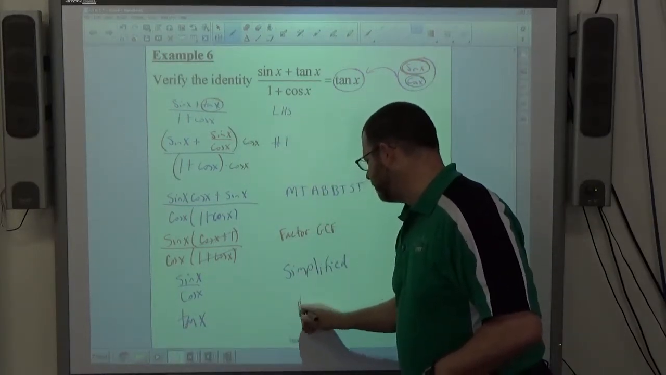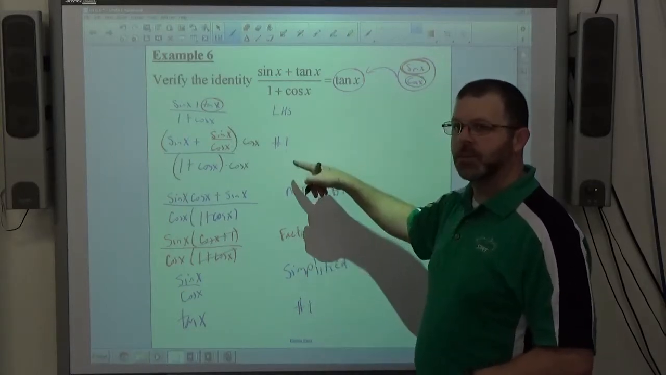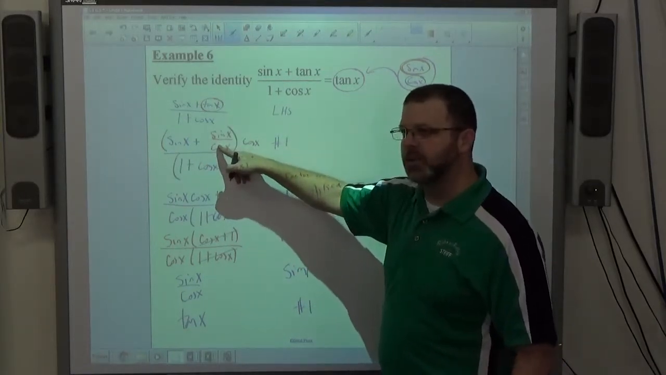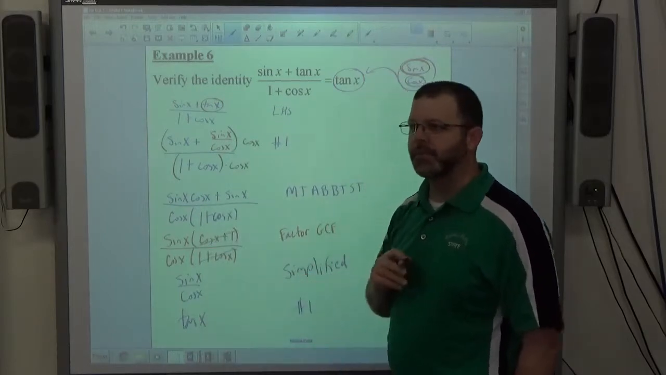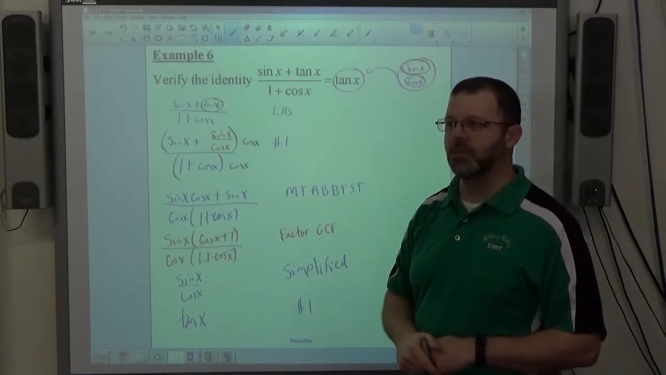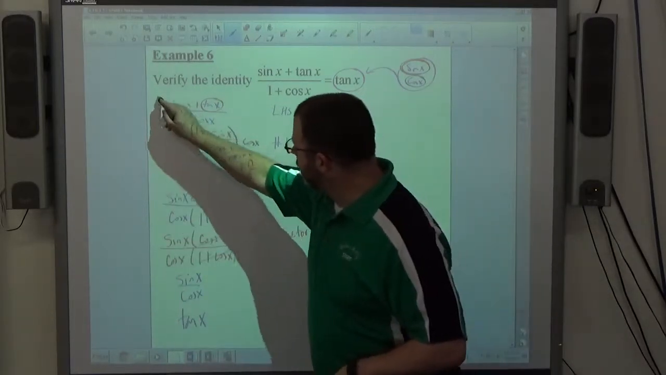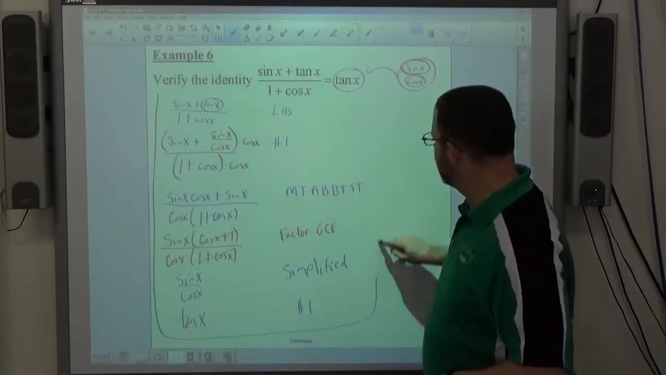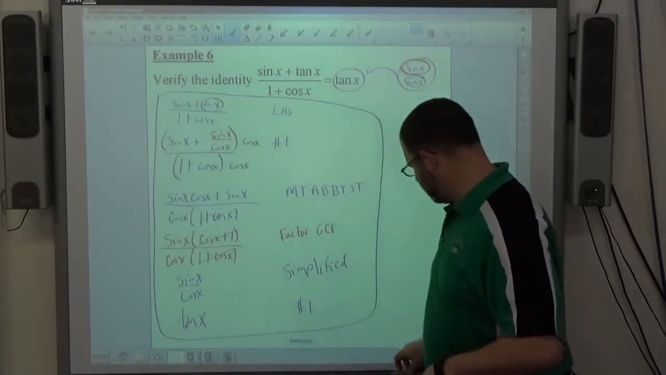by number 1 again. So notice number 1 happened a couple times in this one. One where we changed tangent to sine over cosine, the other one we changed it back. And that's allowed. You're allowed to use whatever substitutions are necessary whenever. So there is the entire identity verified.